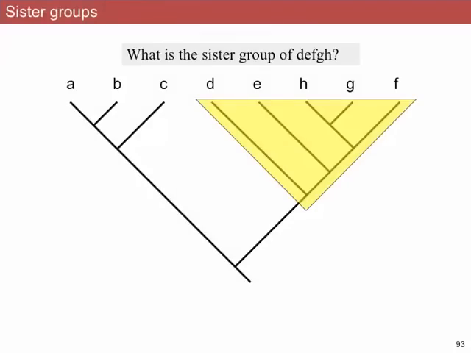So what is the sister group of D, E, H, G, F? ABC is the sister group. We might not even say group. We might say what is sister to D, E, H, G, F, but it's the same thing. You go back to the node that's below the node for the most recent common ancestor of the group that you're trying to find the sister of. So you go down here and you find what grouping or taxon comes off of that node.